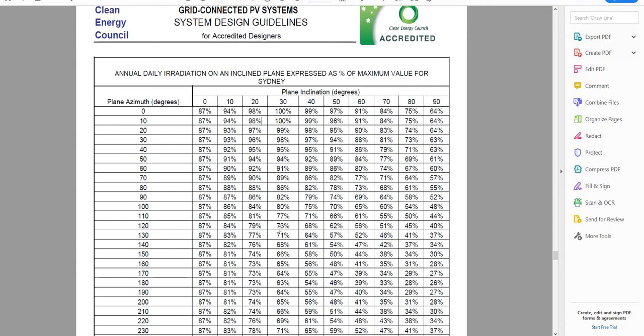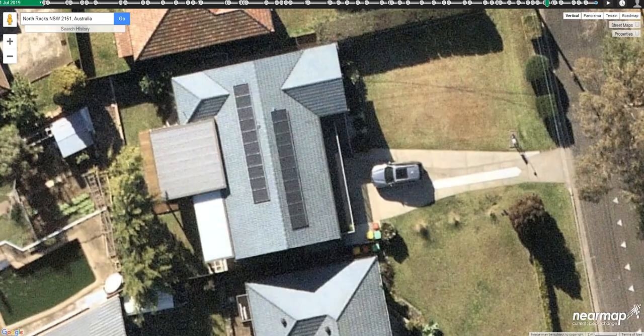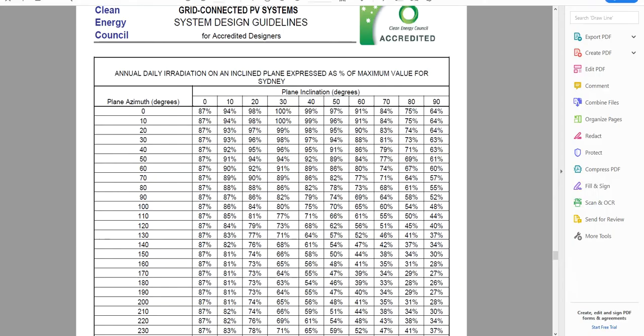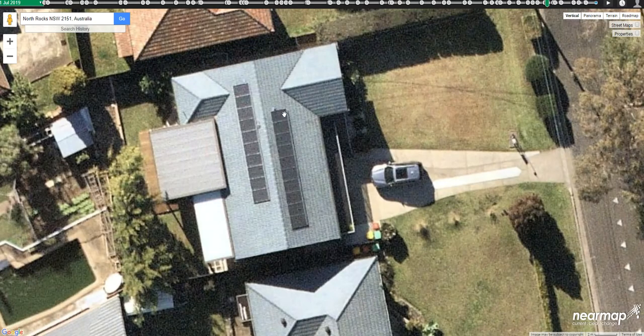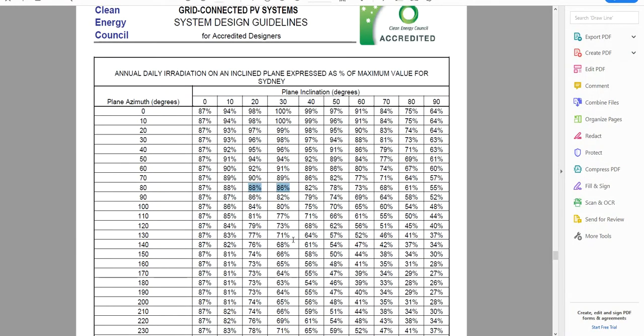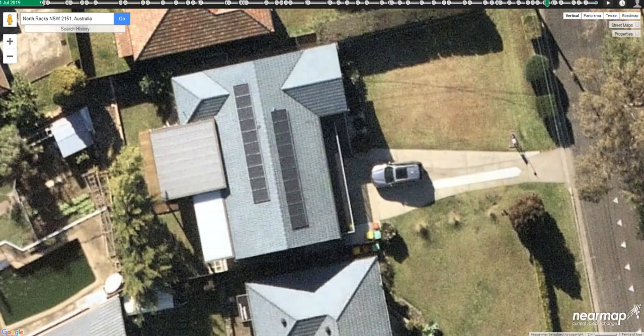Some of those panels, so 90 would be east or west, and it wasn't quite. So one of them is just above the east-west line and one of them is just below in terms of orientation. So some of those panels are going to be operating at about 87%, and some of those panels are going to be operating at about 82%. So this array here is going to be operating at about 87%, and this array here is going to be operating at about 82%. I hope that makes sense in terms of this graph. I'll find another example as well.